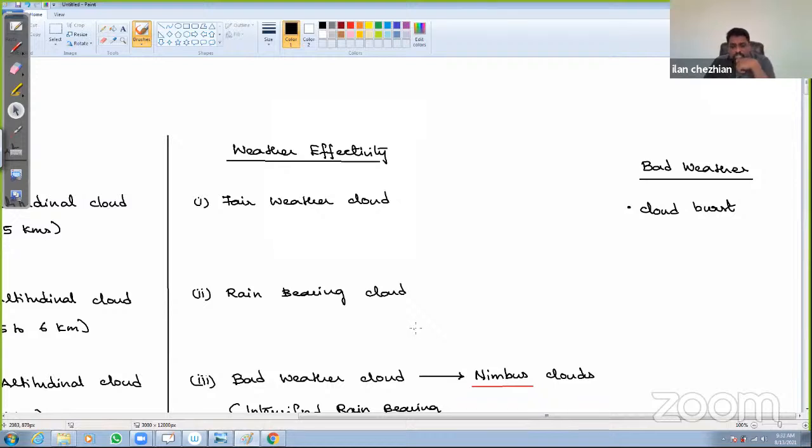Sneha has said storms. Okay, let me put it this way: thunderstorms. Anything else, my friend? Cloud burst means very heavy precipitation in a very short span of time. Cloud burst, my friend. Anything else? Even lightning you can add.